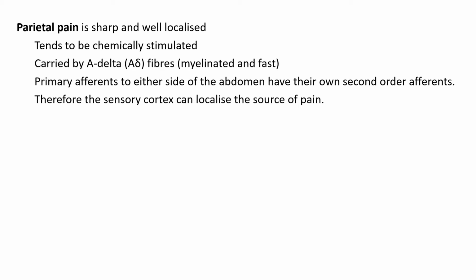A delta fibers have primary afferents either side of the abdomen, and these have their own second order afferents. So therefore the sensory cortex can localize the source of the pain. So hence parietal pain is sharp and well localized.